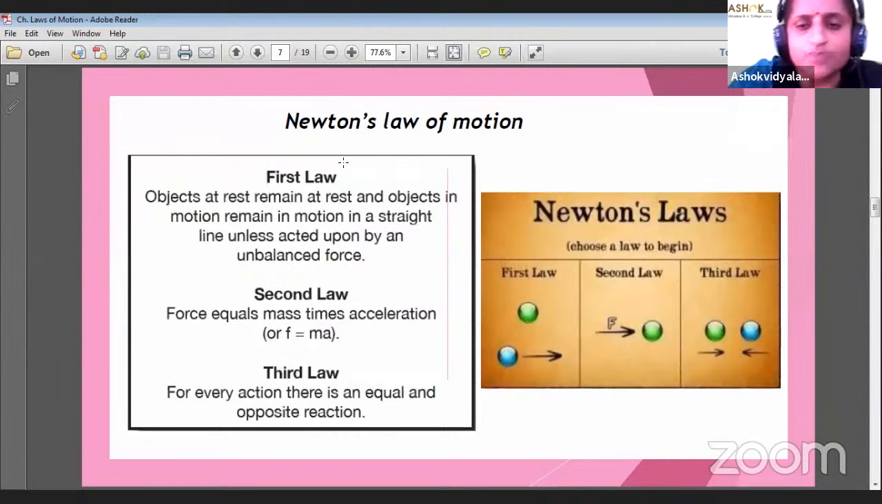Next important point is what are Newton's laws of motion. First law: an object at rest remains at rest and an object in motion remains in motion in a straight line unless acted upon by an unbalanced force.